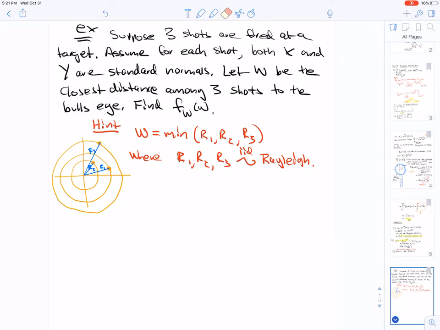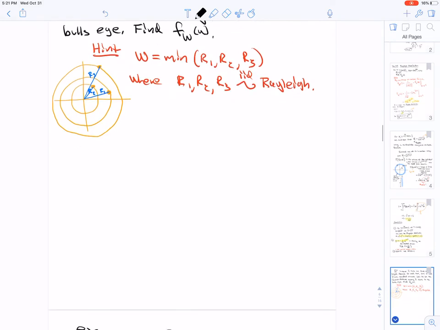So then we did an example involving the Rayleigh distribution. So suppose 3 shots are fired at a target. Assume for each shot both X and Y are standard normals. Let W be the closest distance among the 3 shots to the bullseye. Find the density of W. So W is the min of R1, R2, R3, where these are IID Rayleigh.